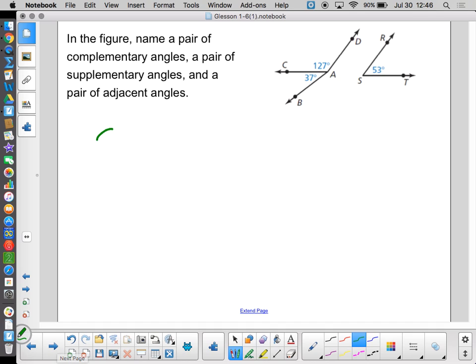Complementary angles. So my complementary pair are two angles that add up to 90. Well, clearly CAD is out of the running for us. That's already over 90. So CAB is 37. And 37 plus what is 90? That'd be 37 plus 53, so that would be angle RST.